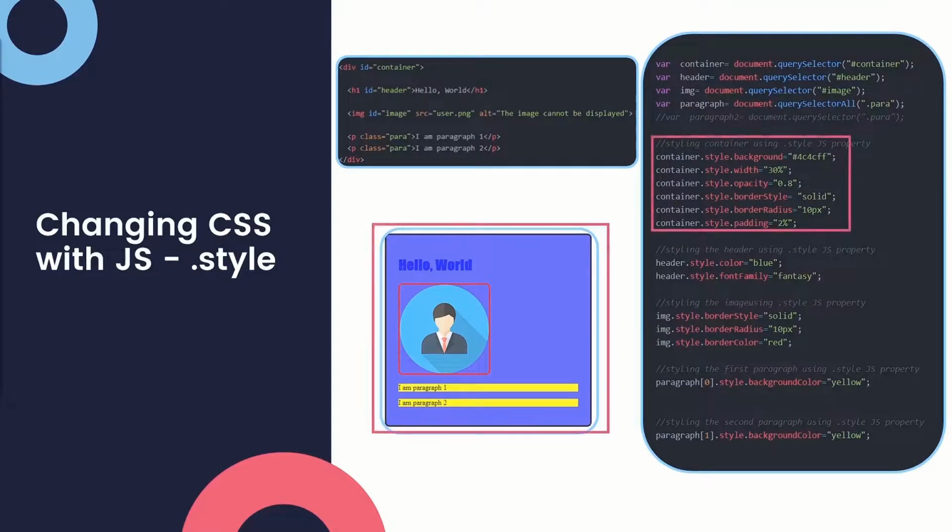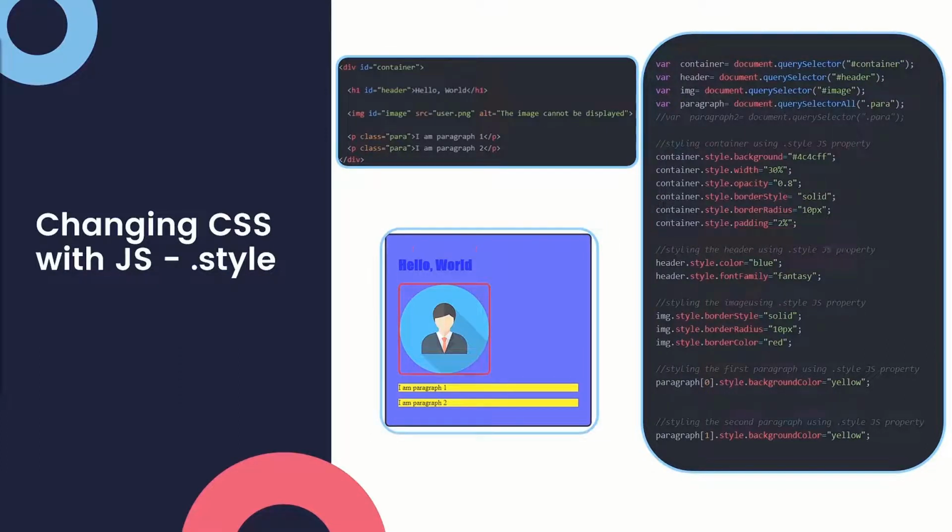In this block of code, essentially what we're doing is we're calling the .style property, and then we're calling the .background, and likewise the width, the opacity, the border style. All of these properties are an extension of the .style property on the container, and then we set the values. Next, we target the header, where we set the color to blue, and we set the font family to fantasy. Likewise, with the image, we set several parameters as well. And then lastly, we style the two paragraph tags by calling the background color.